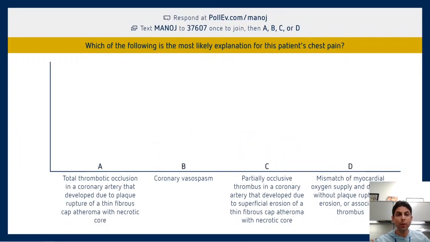So the question we want to ask you is, which of the following is the most likely explanation for this patient's chest pain? Is it A, total thrombotic occlusion in a coronary artery that developed due to plaque rupture of a thin fibrous cap atheroma with necrotic core? Or is it B, coronary vasospasm? Or should we see a better option? C, partially occlusive thrombus in a coronary artery that developed due to superficial erosion of a thin fibrous cap atheroma with necrotic core? Or D, a mismatch of myocardial oxygen supply and demand without plaque rupture or erosion or associated thrombus? So I want you to pause the video to take a second to answer this question.